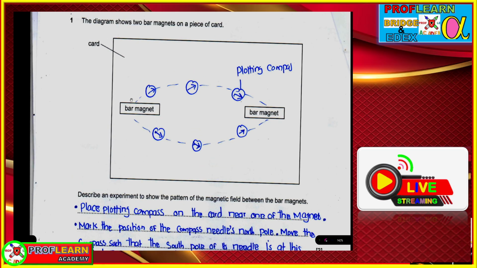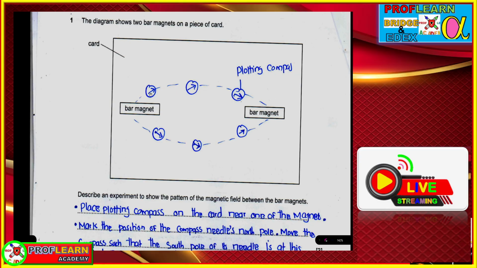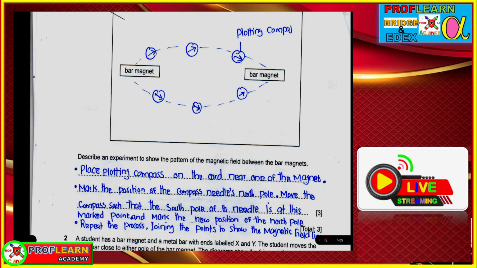Then we are going to describe how the magnetic field patterns are displayed, or how you can come up with the magnetic field patterns. The first thing you're going to do is place plotting compasses at different positions, and then note the direction in which the arrow is pointing. The direction of the arrow usually points to the direction of the field. This arrow here indicates the direction of the field. Once you have marked this point, you move the compass to the next position, mark the direction, and complete the pathway like that.